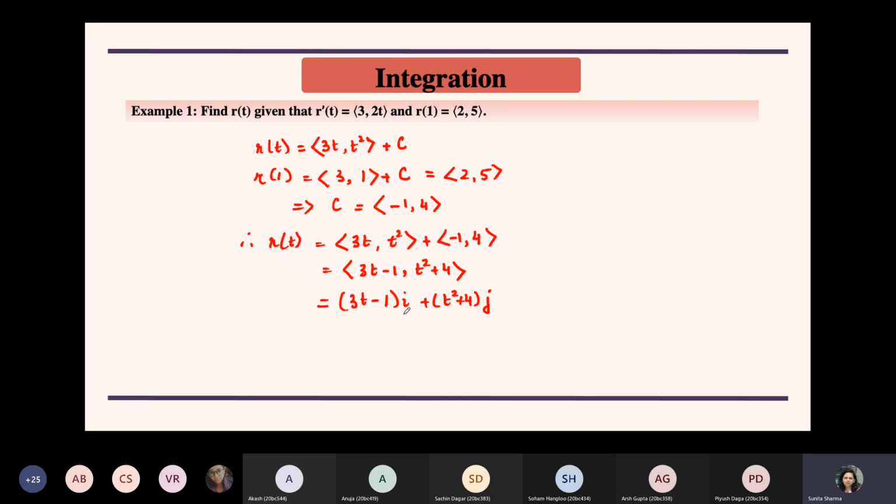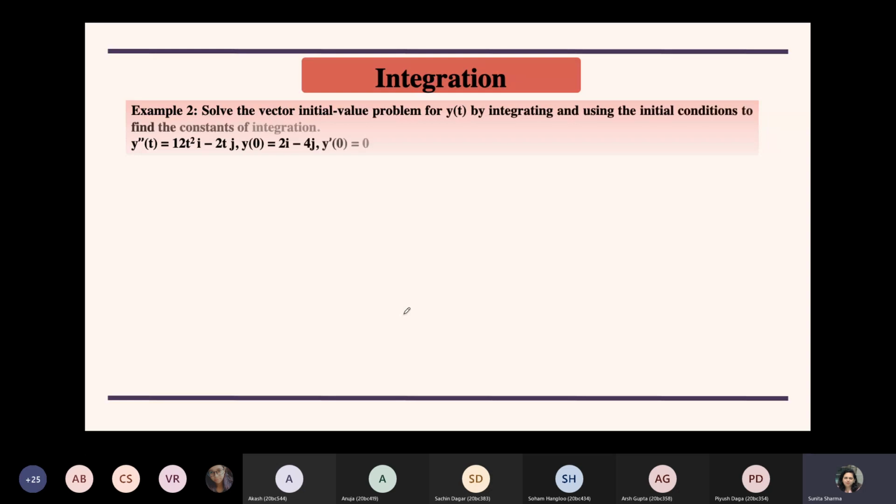Okay, now I'll move to the next question. In this question, you have to solve an initial value problem for y(t) by integrating and using the conditions. This is the differential equation where you are given the initial conditions, which is why it is called an initial value problem. This is a differential equation because it involves derivatives. The previous equation was also a differential equation. Any equation which involves derivatives and whose solution you can get by integrating would be a differential equation.